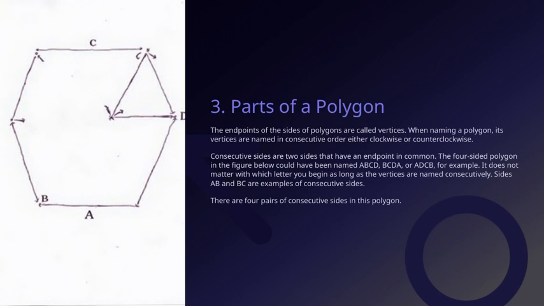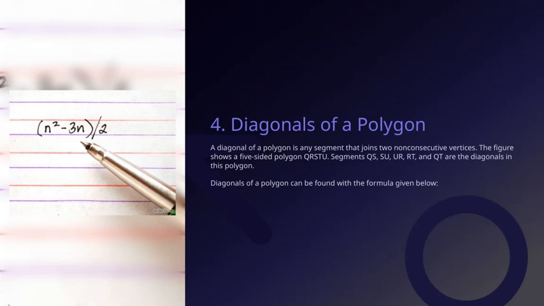Let's look at an example. Sides AB and BC are consecutive because they share vertex B. Similarly, sides BC and CD are consecutive, and so on. In this particular polygon, there are 4 pairs of consecutive sides, highlighting how the sides connect around the shape. Understanding these parts is fundamental because it helps us analyze the properties of polygons and their relationships. Recognizing vertices and consecutive sides allows us to better understand the shape structure and how it fits into the larger study of geometry. Now, let's talk about diagonals of a polygon.